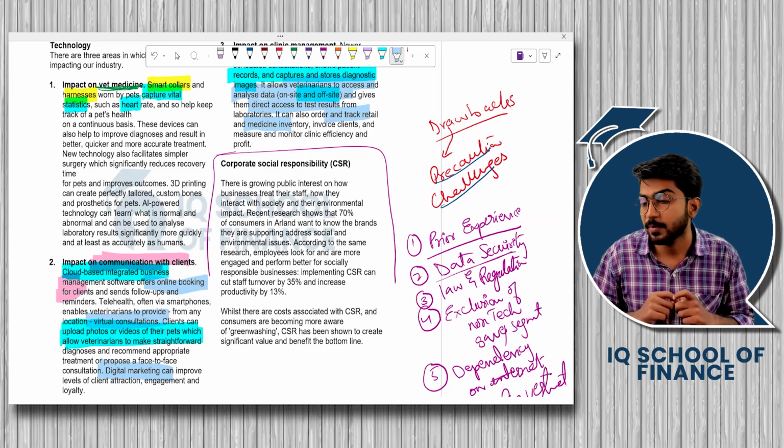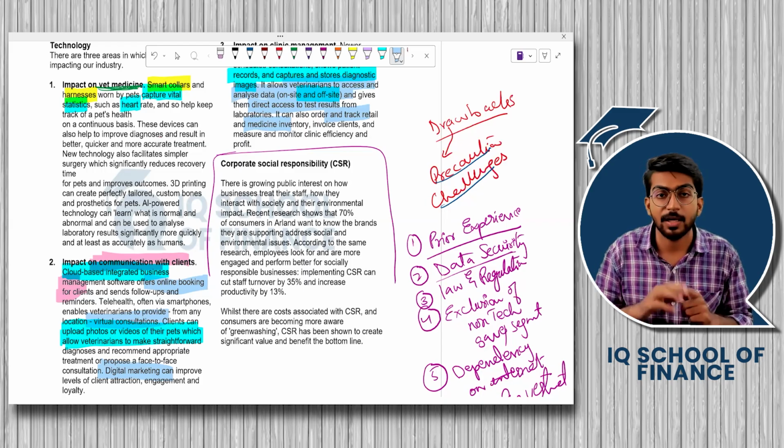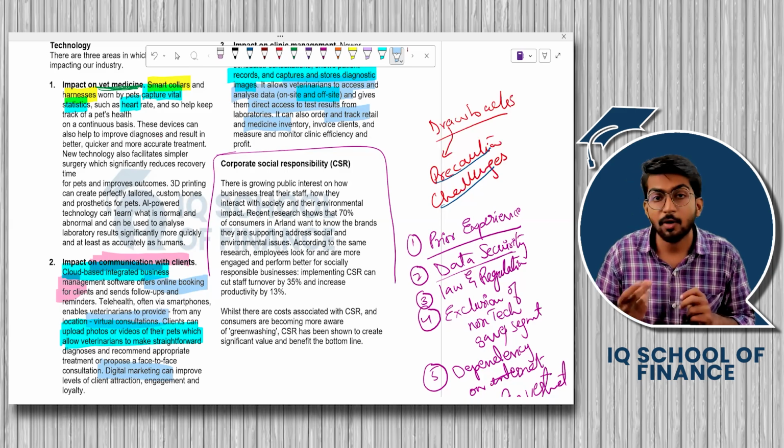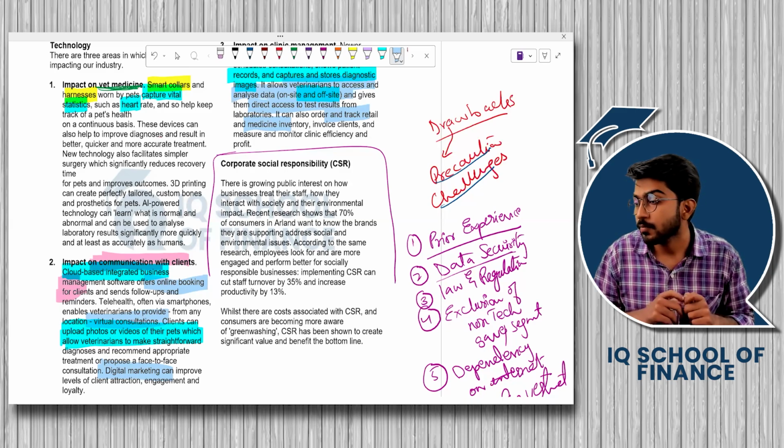Hira is saying PVS is highly dependent on internet. Right now, PVS is not highly dependent on the internet, Hira. They are saying that if we go to the technological advancement, then it will be like this. Okay. For digital marketing, appointment booking, tracking inventory, record capture, and store diagnostic images of the patient. Cloud-based management software word missing, Hira.